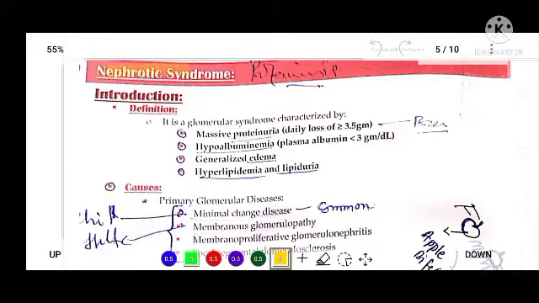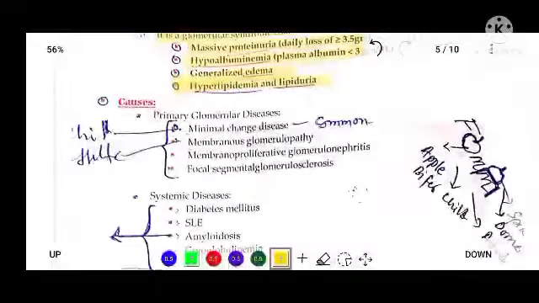Okay, so now we are looking at nephrotic syndrome. It is a glomerular syndrome characterized by massive proteinuria, hypoalbuminemia, generalized edema, and hyperlipidemia, meaning increased lipids. Because of the excretion of protein in the urine, edema is present in nephrotic syndrome.